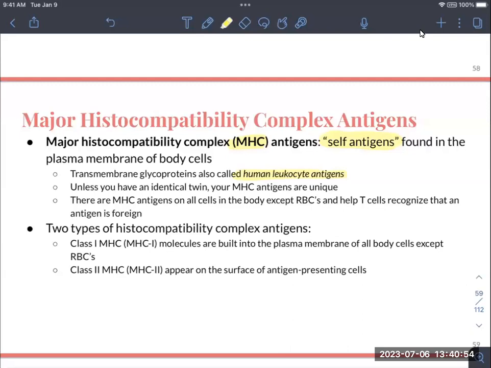Helper T cells recognize that an antigen is foreign. So we have two different types of histocompatibility complex antigens. We have class 1, or MHC1. These are built right into the plasma membrane of everything except for red blood cells. And then we have class 2, MHC2, and they're on the surface of those antigen presenting cells, those cells that we mentioned in part 1, where those cells hold up those different antigens and say, hey, who has something that'll fit this?